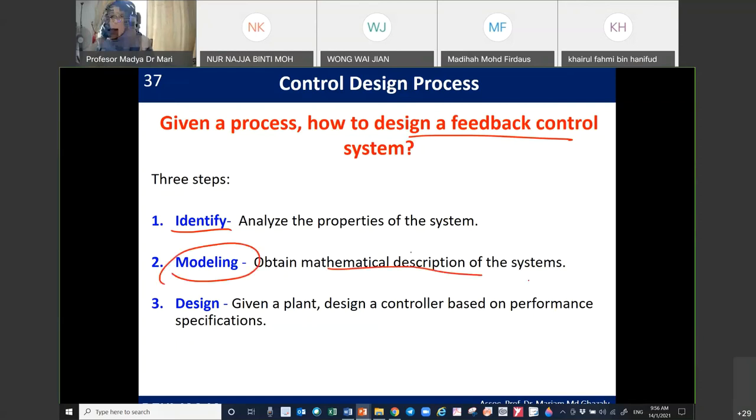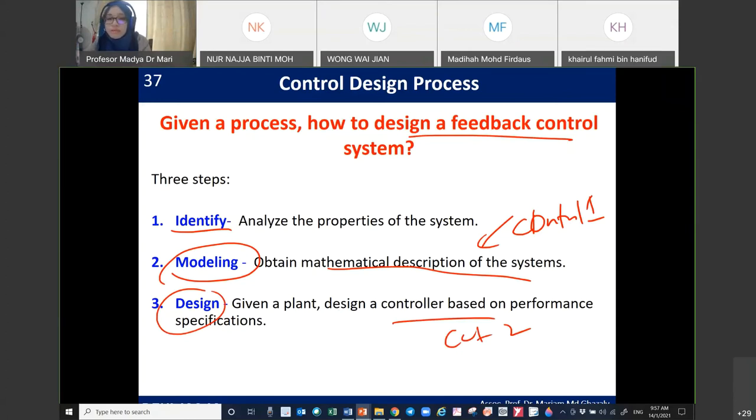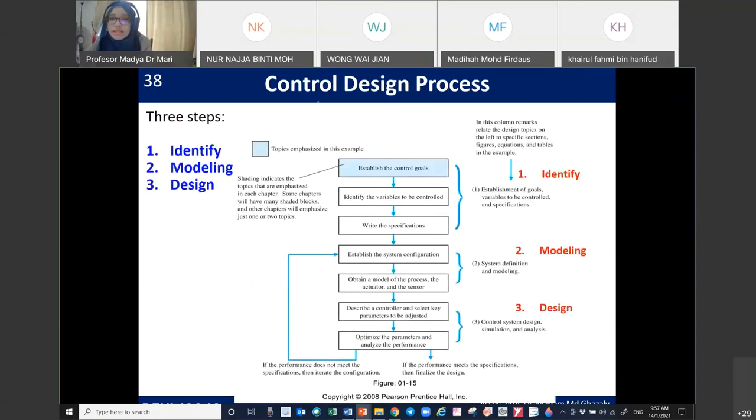Like I said, this will be covered in the control subject, Control One, but at least you will understand more about the process of the control system and how to design it later on. And last is to design it: give a plan, design the controller. This you are going to learn in Control Two. So you have the dual control subjects, Control One and Two. What is important is to identify and to come up with the block diagram. This shows the three steps through the flow chart.